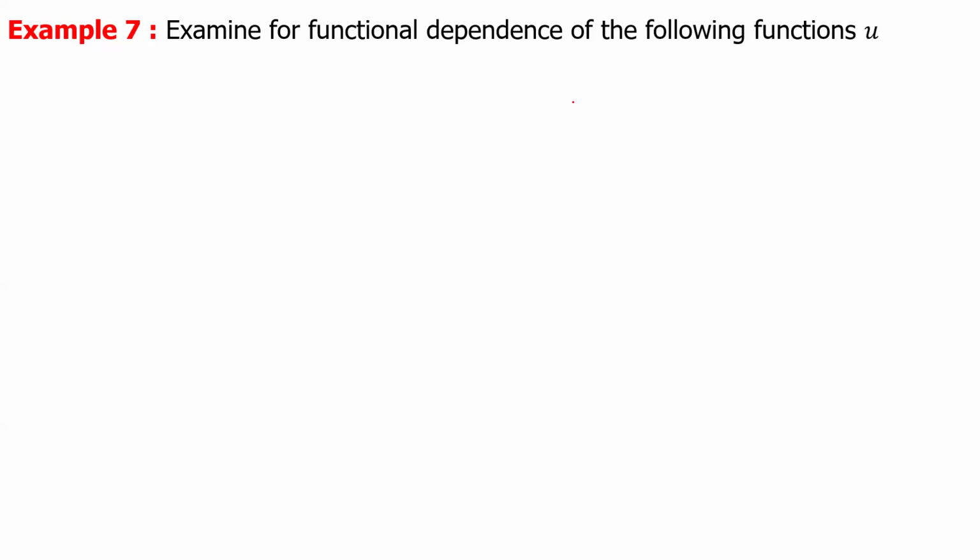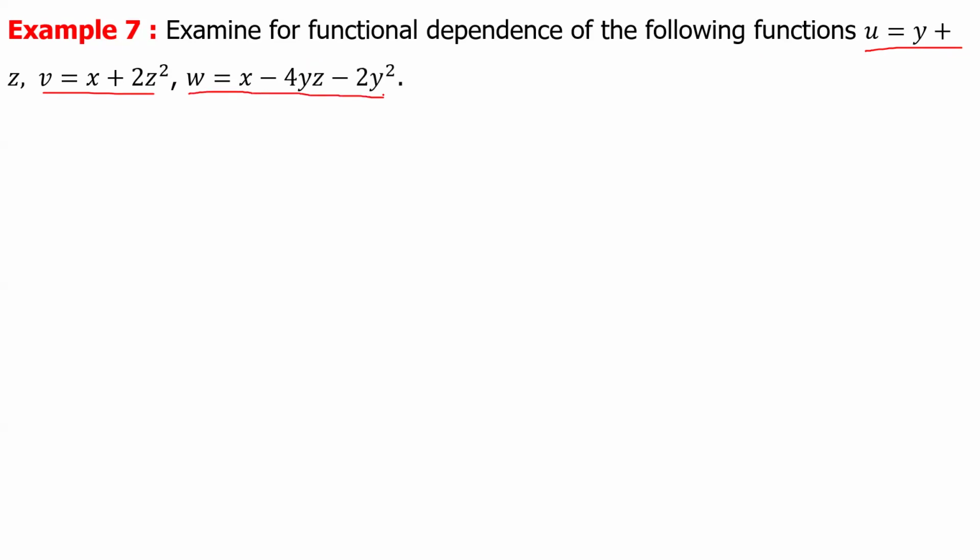In this example, we have to examine for functional dependence of the following functions. u is equal to y plus z, v equal to x plus 2z square, and w equal to x minus 4yz minus 2y square. Let us try to solve this question.